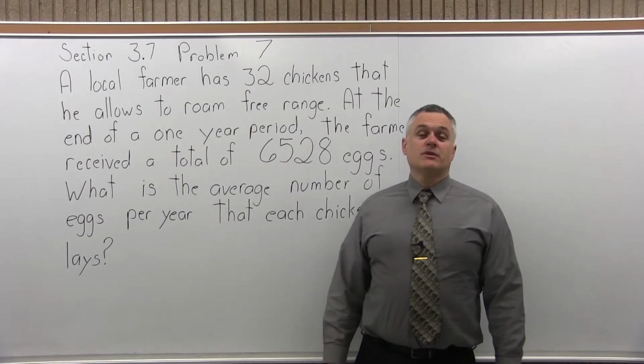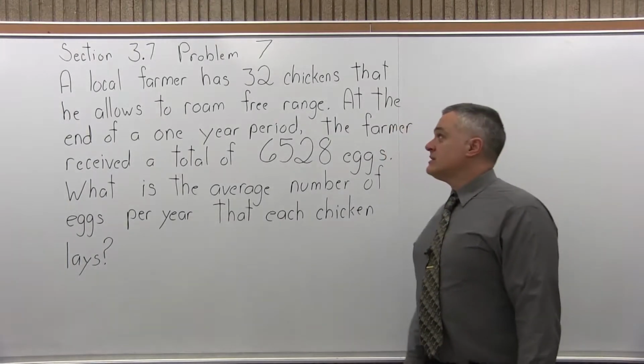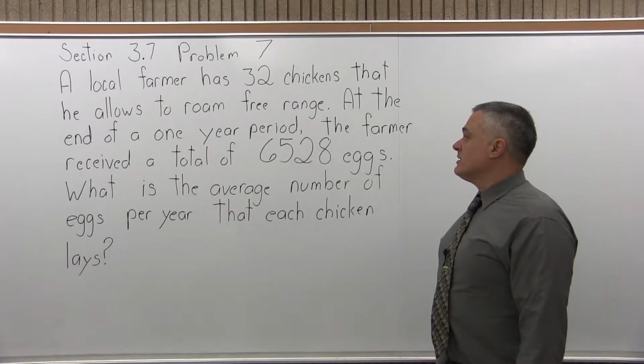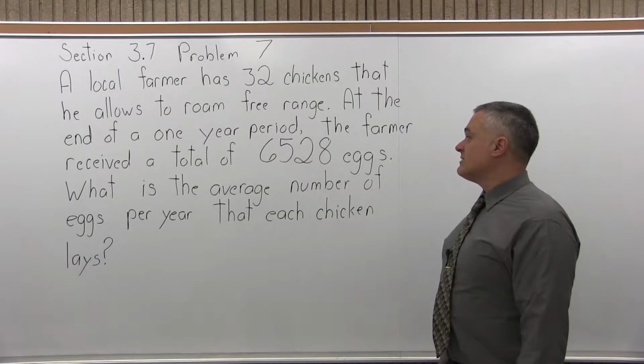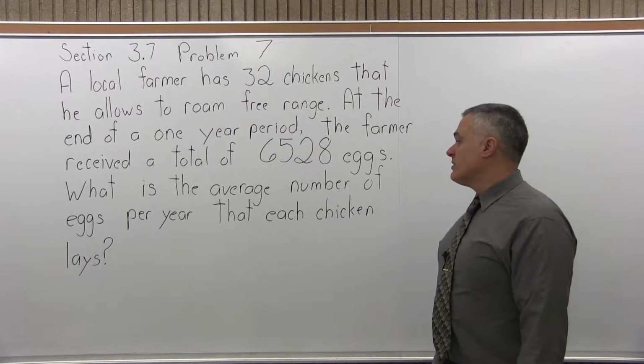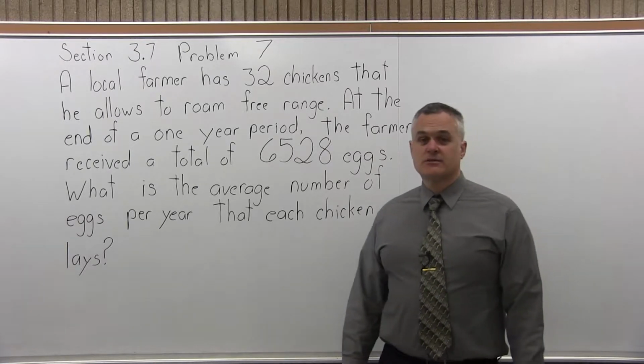This is Section 3.7, Problem 7. It says a local farmer has 32 chickens that he allows to roam free range. At the end of a one-year period, the farmer received a total of 6,528 eggs. What is the average number of eggs per year that each chicken lays?